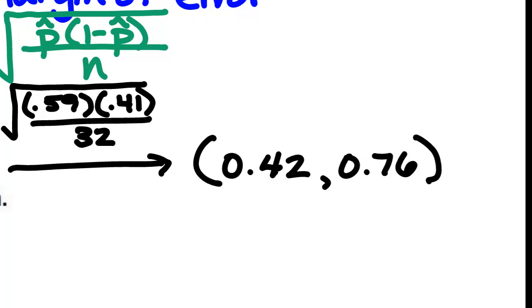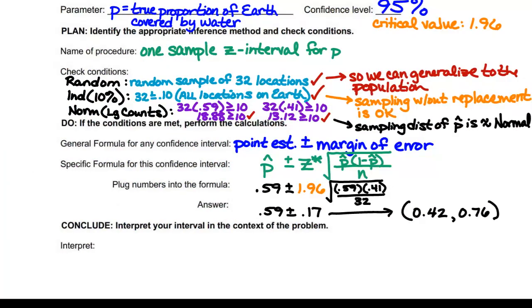We've just done 3 steps of the 4-step process. State, where you name your parameter and you name your confidence level. Plan, where you say what testing procedure you're going to use and you check your conditions to make sure you're allowed to use all the formulas. Then you actually do it. You plug the stuff in. You find your margin of error. You have your point estimate. You find your interval. And then conclude. We have practiced doing this already. How would you interpret that confidence interval?